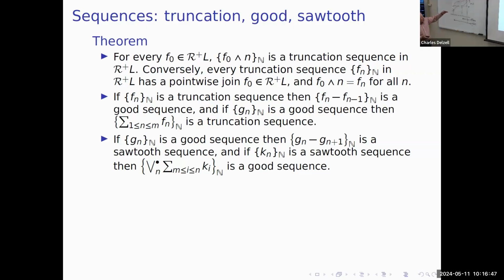Furthermore, every good sequence results as the differences of the terms of a truncation sequence. And therefore, given any good sequence, you can build from it a unique truncation sequence and then get a unique member of R plus L. And ditto for the sawtooth sequences. I won't go into that, but the point is, these are simply articulating the canonical methods of decomposing a positive member of R of L into three very useful types of sequences. The latter two being particularly useful because they're bounded. Right, that will become useful. Why?